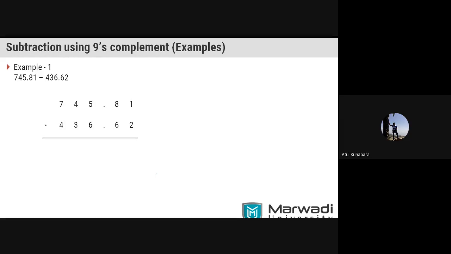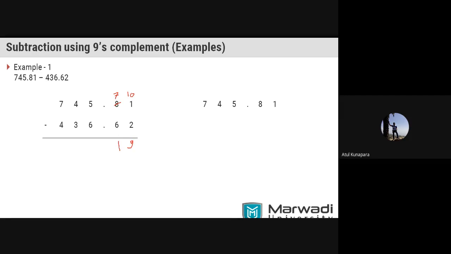1 minus 2 cannot be done, so you have to go with borrow, and with the borrow you will be getting the answer like this. Just a minute. First of all, here 1 minus 2. So when you want to do that, you need to take a borrow from here. So this will become 7, here there will be a 10. So 10 plus 1, 11 minus 2, that will be 9 here.